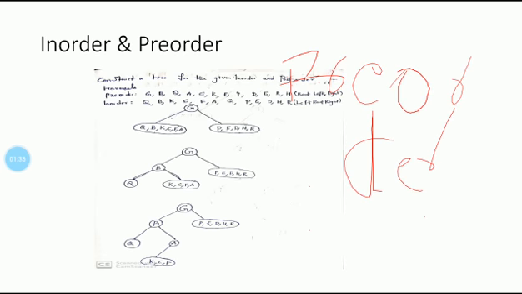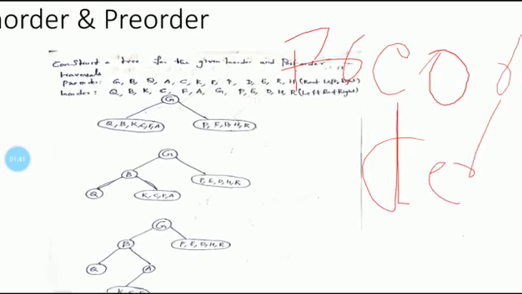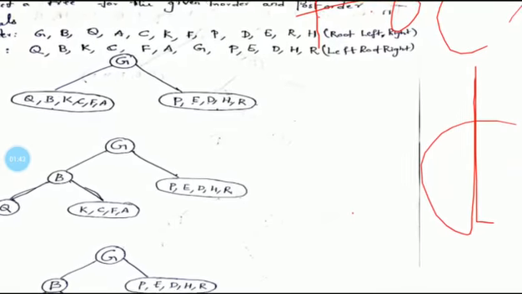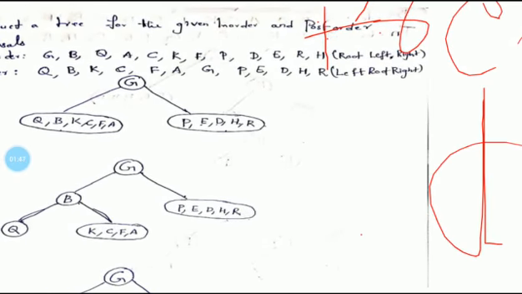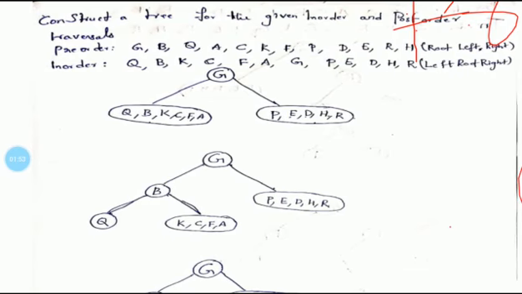Here, the combination is in-order and pre-order. The problem is like this. The pre-order sequence is G, B, Q, A, C, K, F, P, D, E, R, H, and the in-order sequence is this. Based on these sequences, we need to construct a tree step by step like this.